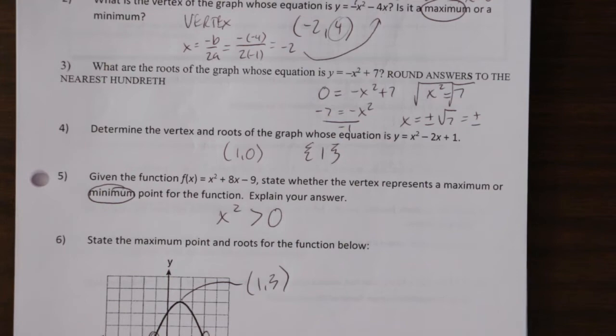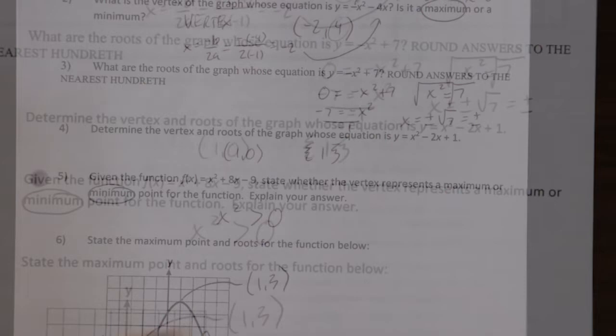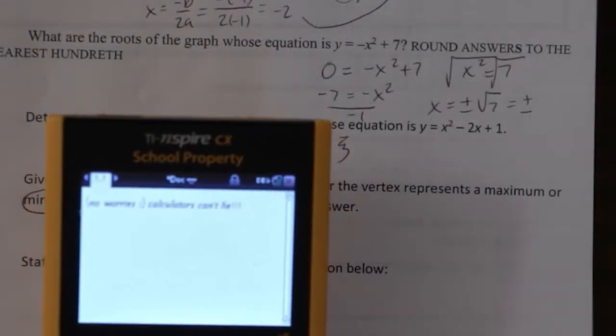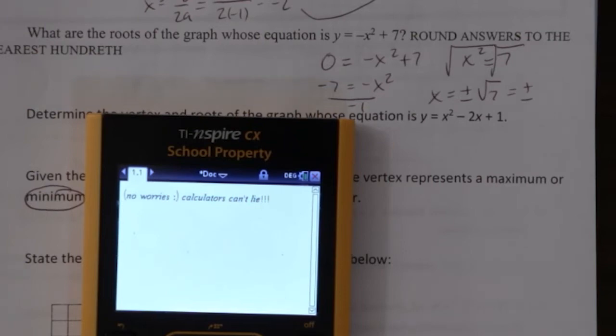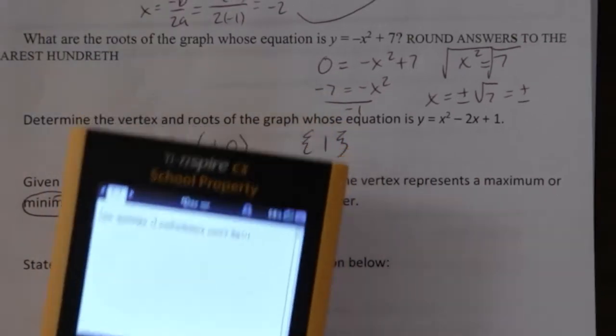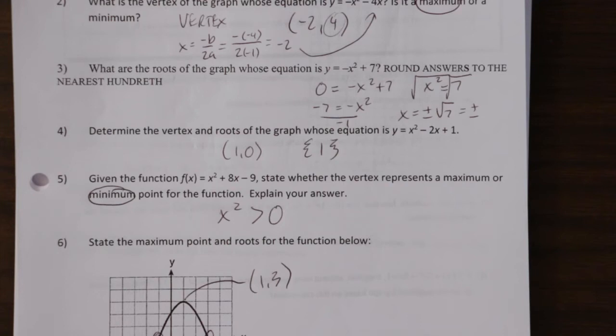Oh, hold on a second. Escape. I don't know whether you can see that or not, but no, you can't. There we go. No worries. Calculators can't lie. So don't worry about what's going on. We got this. We're going to get better at it. Life is good. We can do this and get her done.